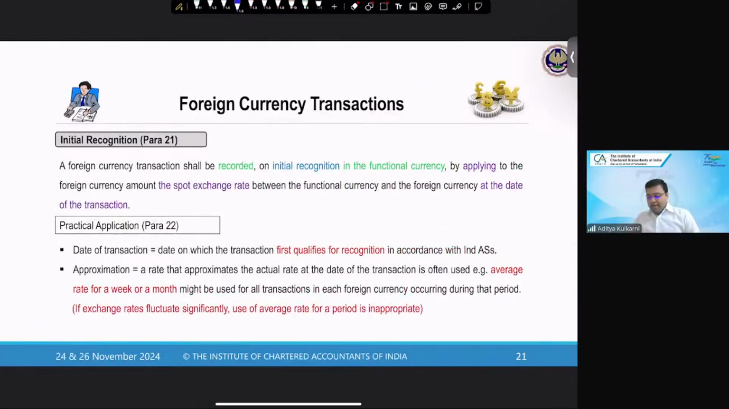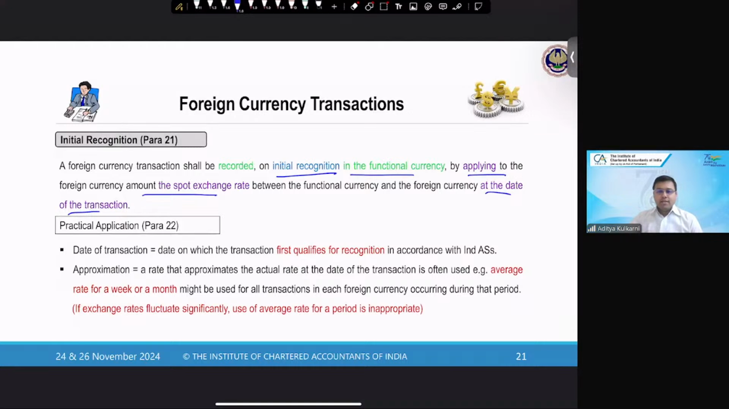Okay. Now, initially, how are you going to recognize? This is something all of us know. You only can tell me. Initial recognition कौन से rate पे होगा? It's the conversion at the date of the transaction. That is the spot rate. That's right. So a foreign currency transaction shall be recorded on initial recognition in the functional currency by applying the spot exchange rate at the date of the transaction.